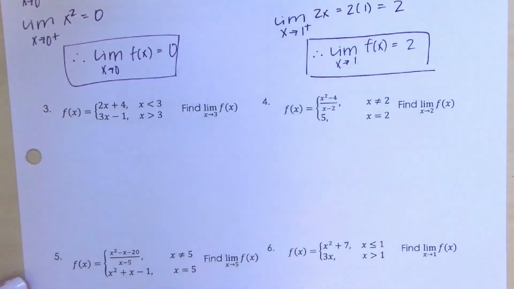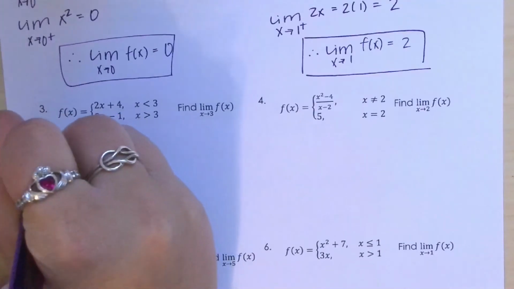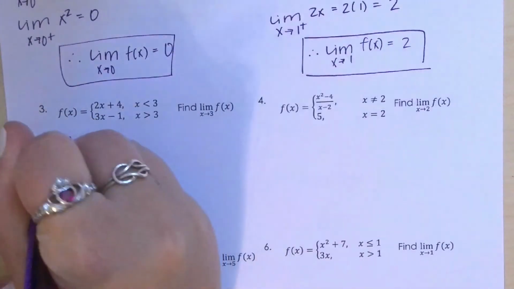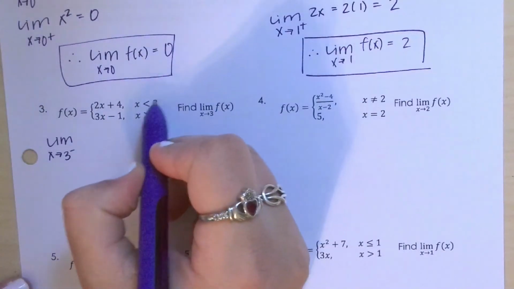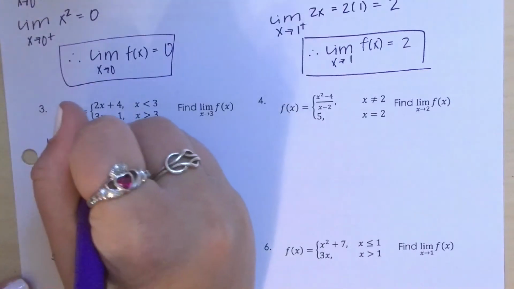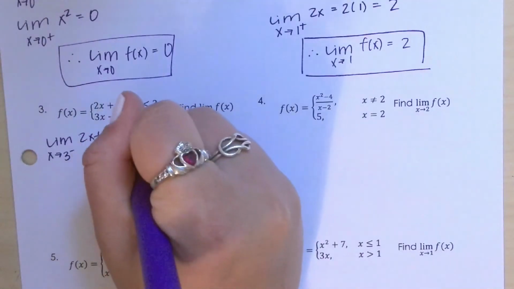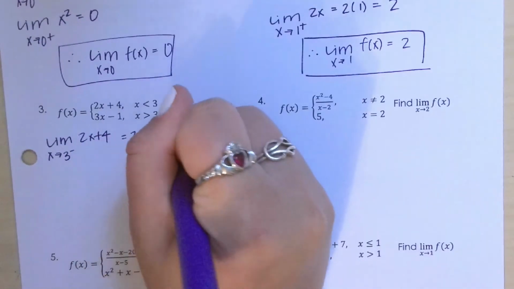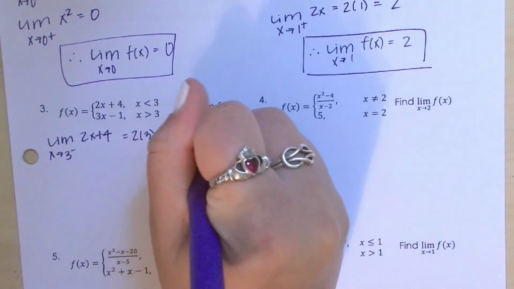Okay, next one, number 3. Same thing, we're going to do the left and the right. So the limit as x approaches 3 from the left, less than 3, right? We need to use this one, 2x plus 4. When we plug that in, we're going to get 2 times 3 plus 4. So 6 plus 4 is going to equal 10.